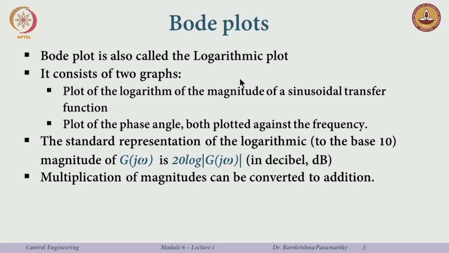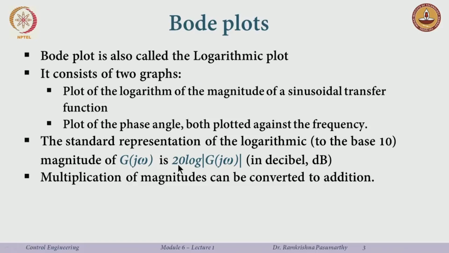So it consists of two graphs. Again, we start with a sinusoidal transfer function. I first plot the logarithm of the magnitude versus the frequency, and also the phase angle against the frequency. Okay, so some basic nomenclature or notations we will define. The standard way to represent this is in terms of log to the base 10 multiplied by 20. Not really important why this is 20 and why not a logarithm to the base n. We will not worry about that.